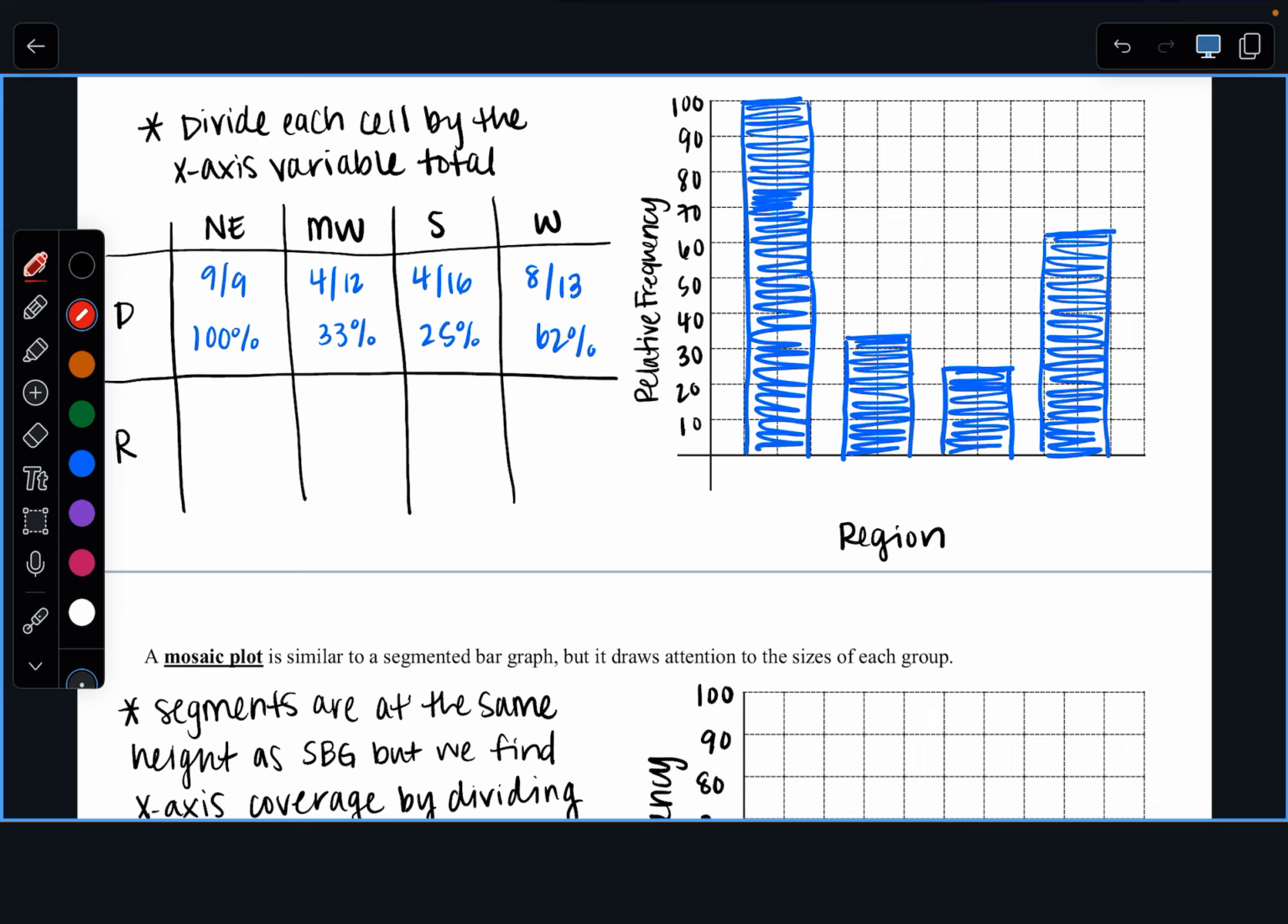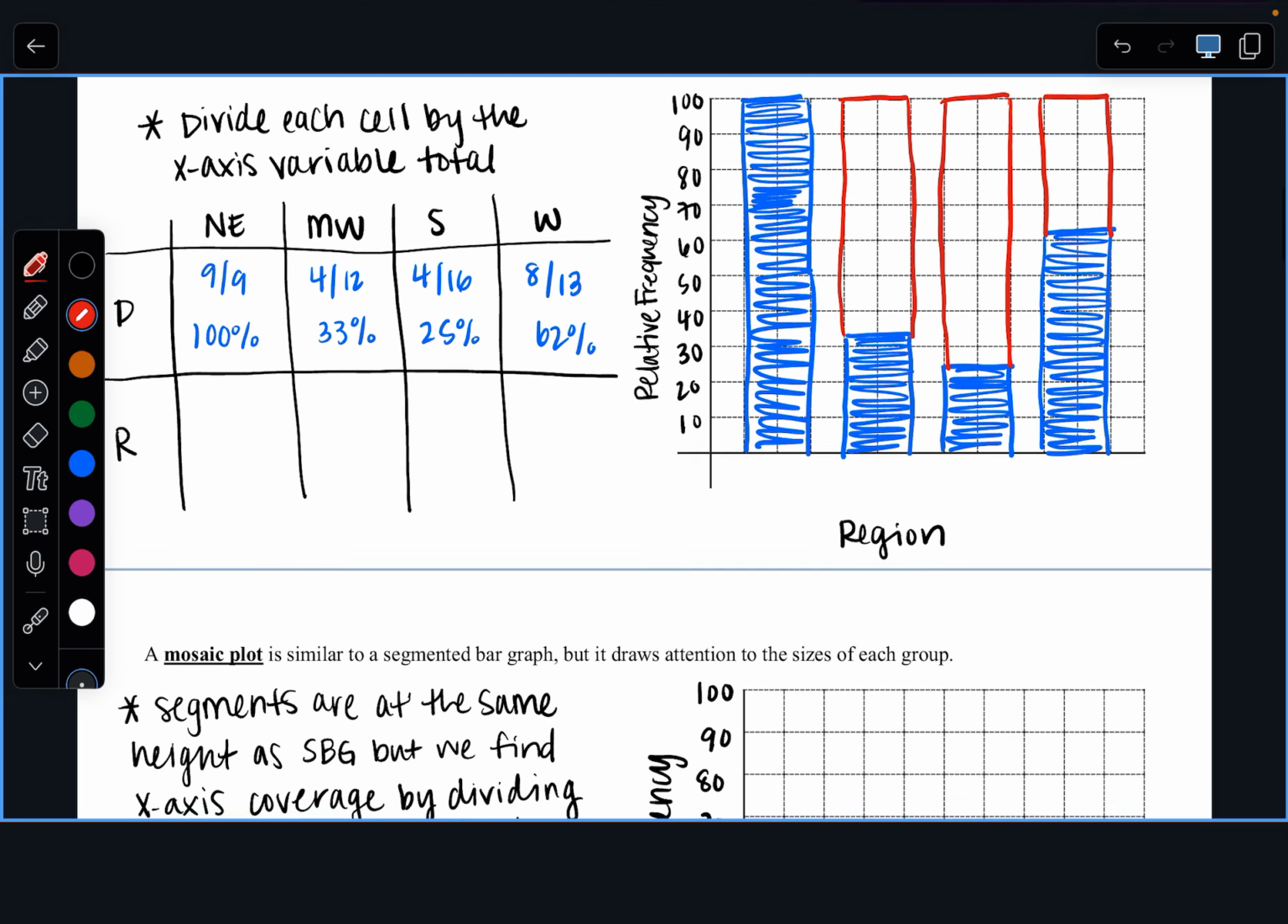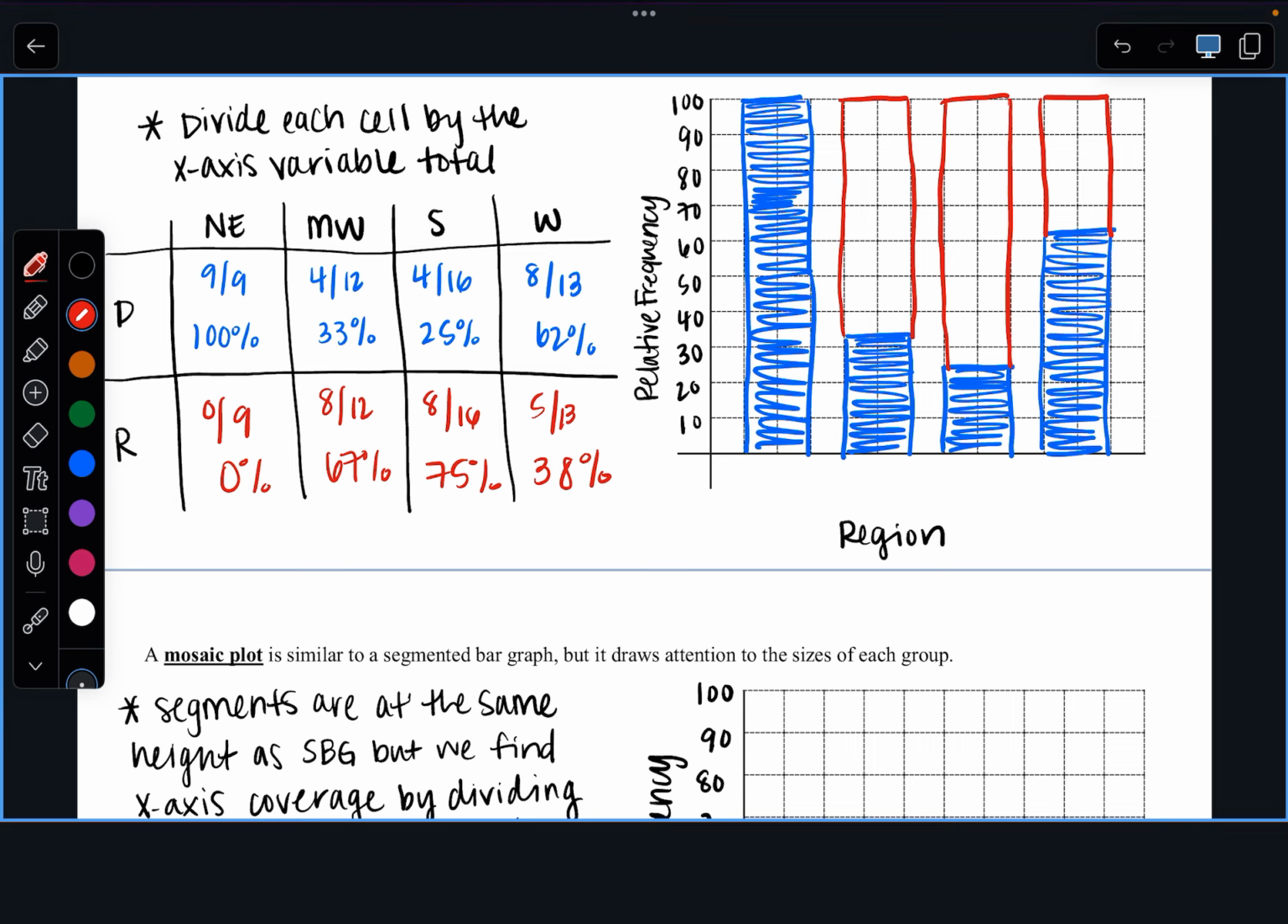So I have my 4 bars. Now the next part, because there's only 2 regions, I don't necessarily have to calculate the Republican side of things, simply because I know in total each of these bars should represent 100% of the data. And so when I come in, the height should go all the way to 100%. Now, this is because I only have 2 of them, but if I had to calculate multiple, I would just go in and find the percentages. So 0%, 8 out of 12, 67%, 8 out of 16, 75%, and 5 out of 13, 38%. But doing that gives me my second segment. Now, if I had multiple segments instead of just 2, maybe 3 or 4, I would just keep stacking until all 4 were there and I made it to 100%.